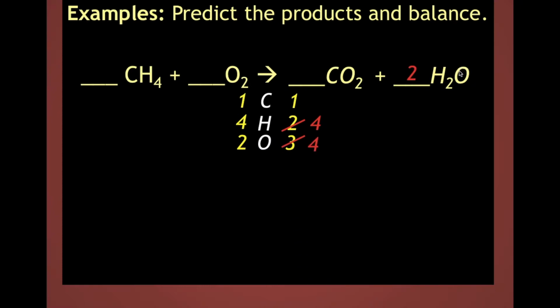So we have 4 oxygens on this side because we have 2 here and 2 here. This 2 represents 2 oxygens. So we really just need 2 more oxygens. So we're going to put 2 molecules of O2, and that should be balanced.